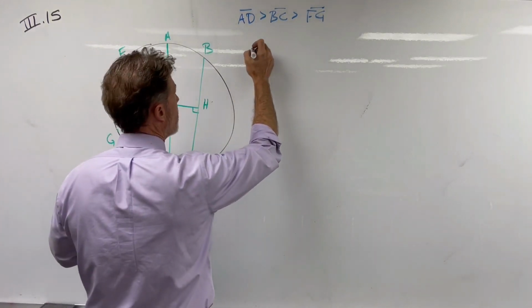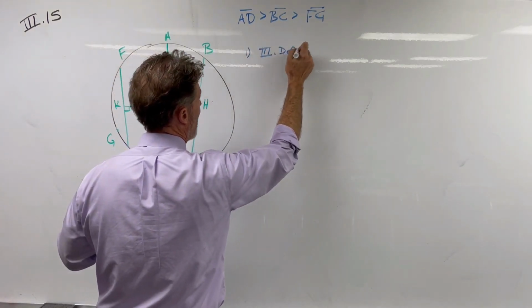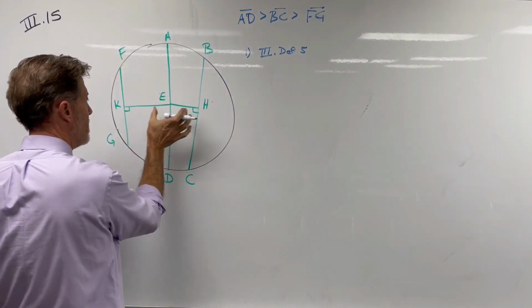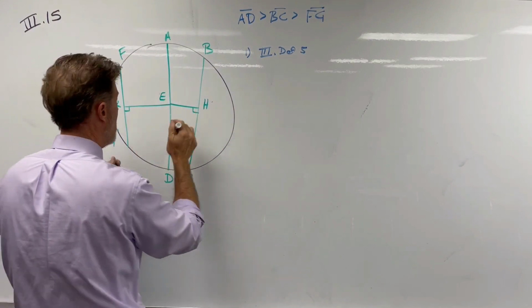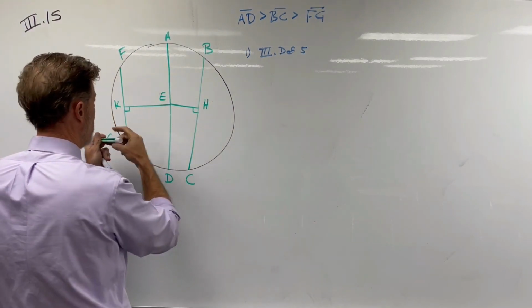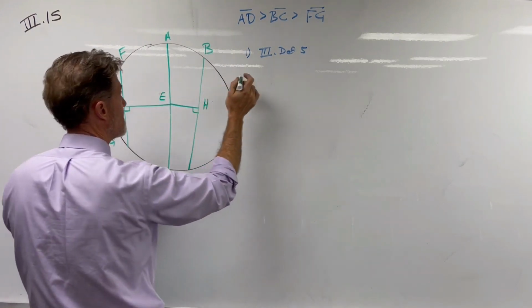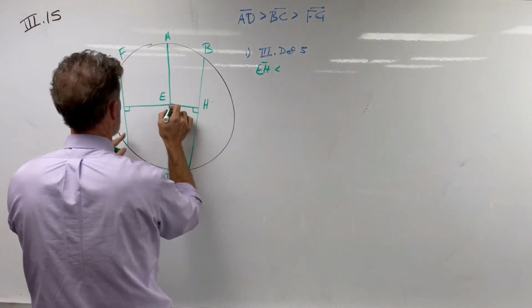So from book 3, definition 5, that which is nearer to the center is going to have a shorter perpendicular than that which is further. And so this is going to mean, since it's given that this is nearer to the center than this, we know EH is going to be less than EK.